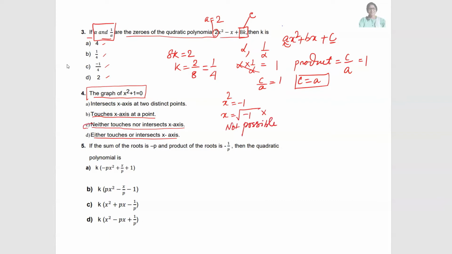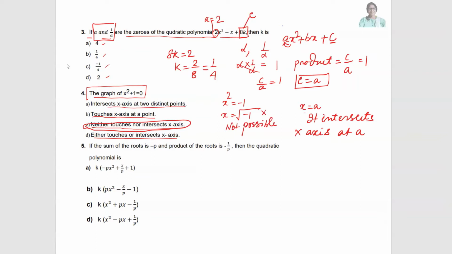That is, it does not touch or intersect the x-axis, because if the graph of a quadratic polynomial touches or intersects the x-axis, it does so at a value of x. When x is a, it intersects the x-axis at a. So when we are not getting any value of x, it does not touch. And when there are two values, it intersects the axis at two distinct points.